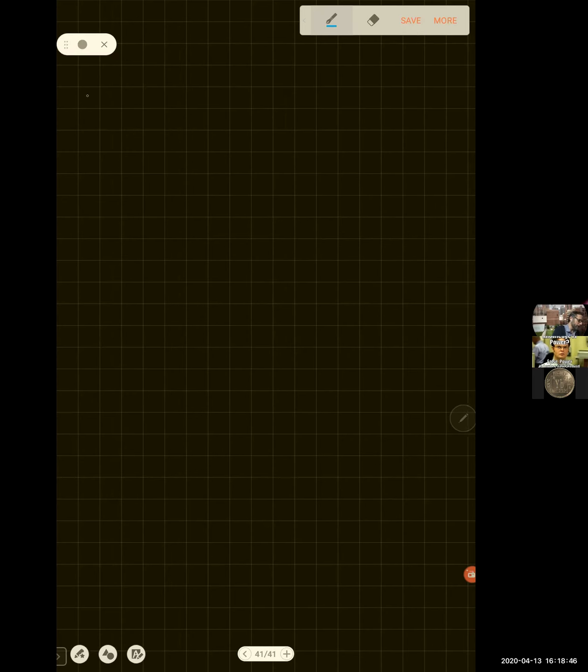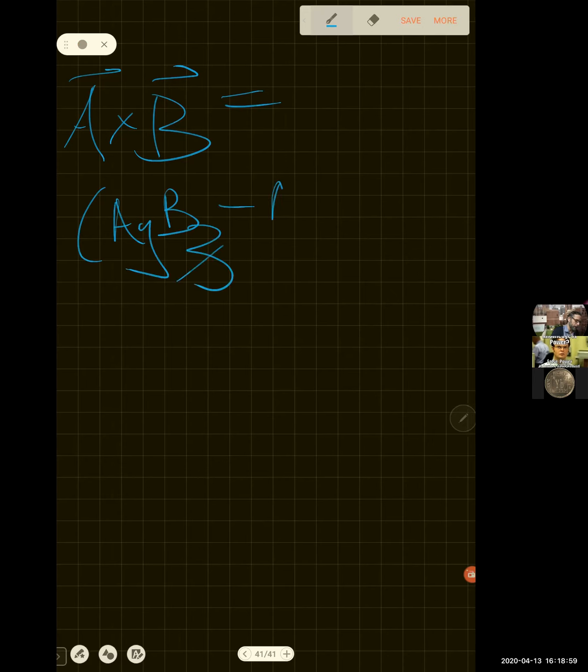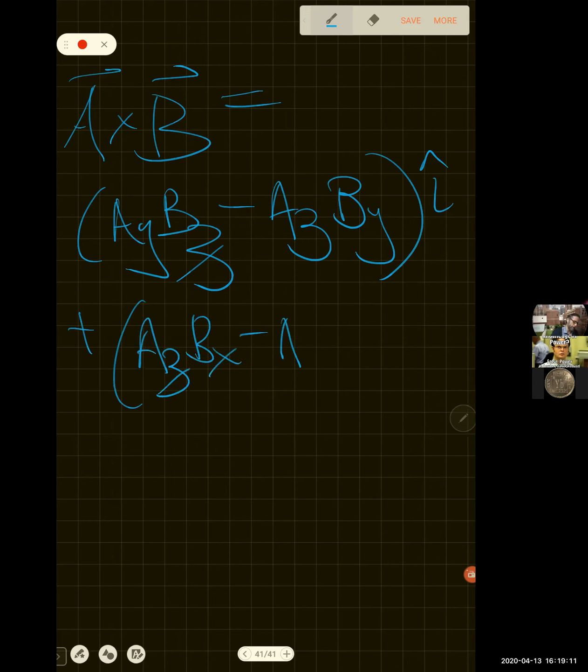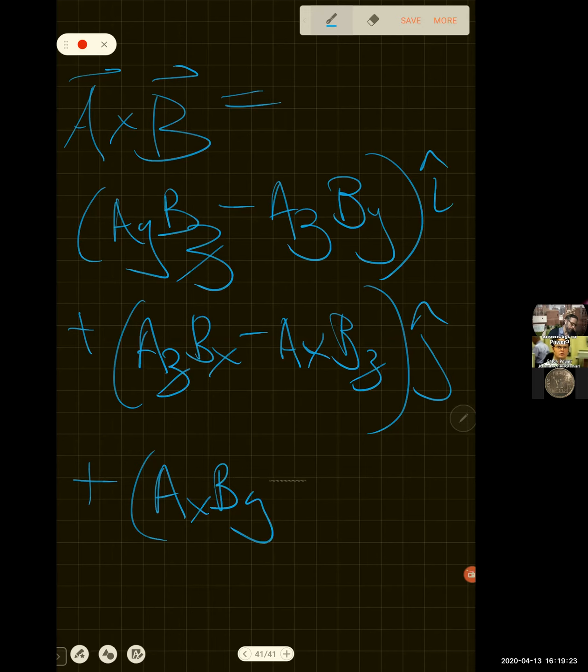So for any two arbitrary vectors, A cross B, if you want the component by component form of the cross product, it is always AY BZ minus AZ BY, all that makes the component in the X direction, plus AZ BX minus AX BZ, all that in the J direction, plus, and this is not arbitrary, this is always the case, AX BY minus AY BX. It is a pattern, and it's more than a pattern.